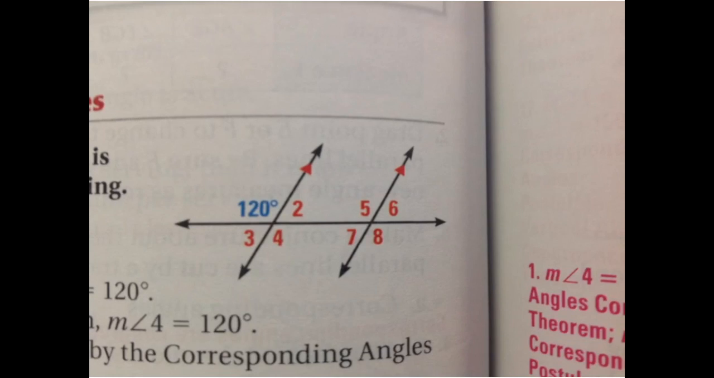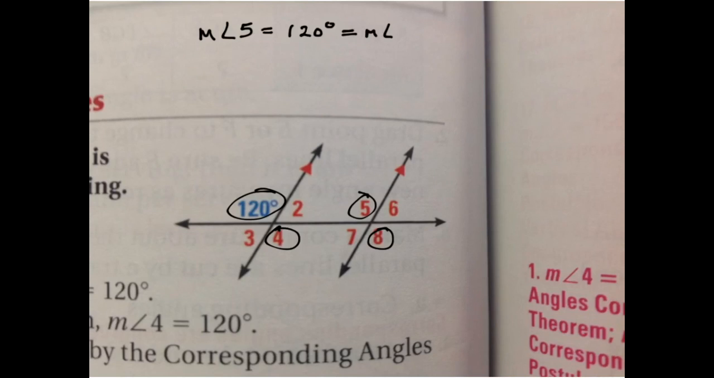5 is the corresponding angle. So that means the measure of angle 5 is what? It's 120 degrees. Now, if I know that that labeled angle is 120 degrees and angle 5 is 120 degrees, what other two angles have to be 120 degrees? What's that? 4 and 8. Why? Because they're vertical angles of 1 and 5, so they must also have the same measure, because vertical angles are congruent.